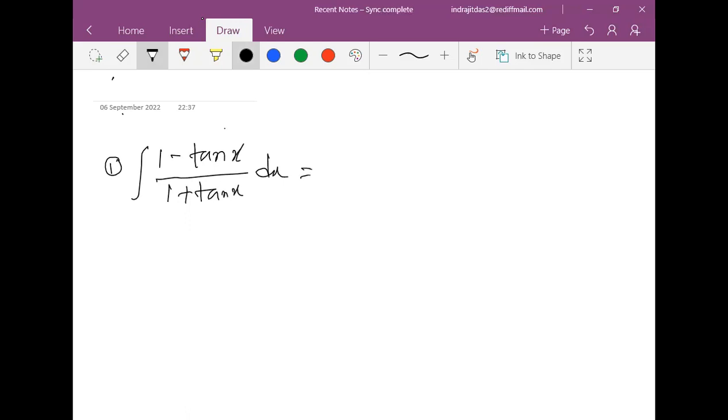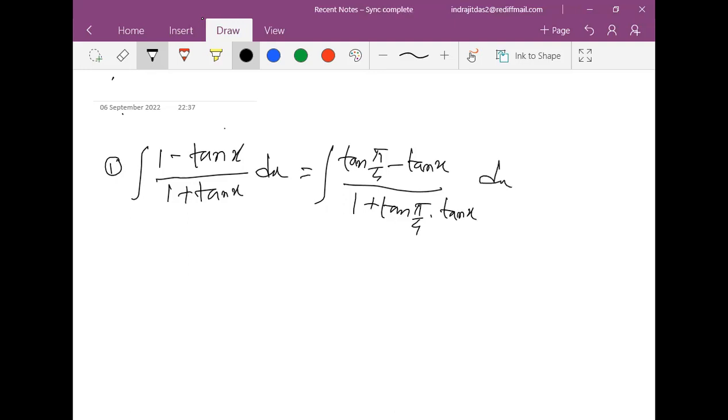A very basic one. If you see, there are two methods. One is the substitution method. Another is without using substitution, we can use the formula of trigonometry. We can write 1 as tan 45 degrees, that is tan pi by 4. So it is tan pi by 4 minus tan x by 1 plus tan pi by 4 into tan x. Now you are getting this formula, called compound angle, tan of pi by 4 minus x.